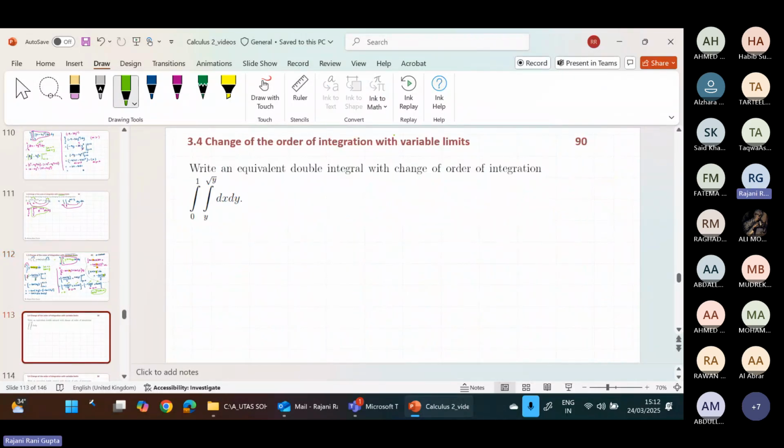So for instance, if you have this with variable limits, this is in 3.4. Here the order of integration is dx dy. Okay, these are the limits for x, these are the limits for y. Y varies from 0 to 1, x varies from y to root y. In this case, you cannot simply write it as double integral dy dx, and here you write 0 to 1 and y to root of y. Okay, this will be wrong. You cannot do this because it involves variable limits.